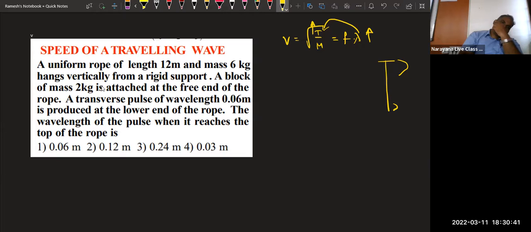Sir, the 6 kg is the mass of the rope, sir. Of course. Sir, I thought that was also another block and I took it as 8 kg. I didn't use mass. That is a hint to find mu, I think.